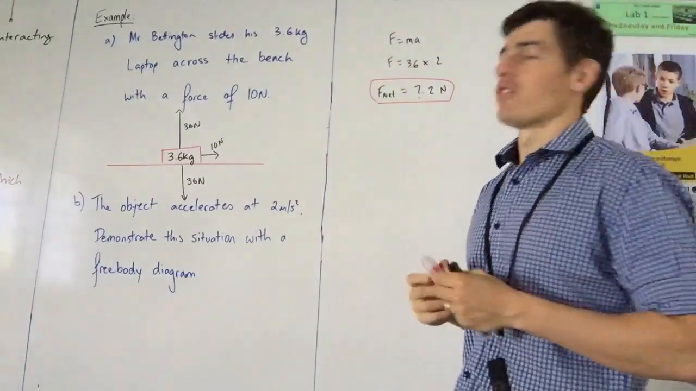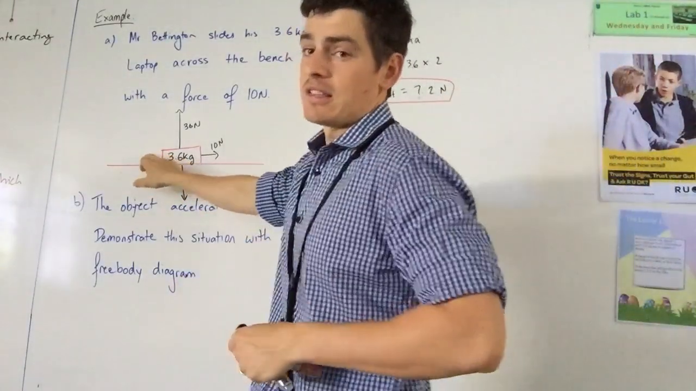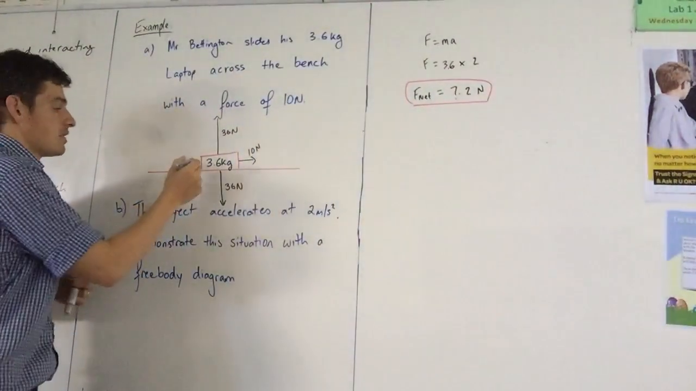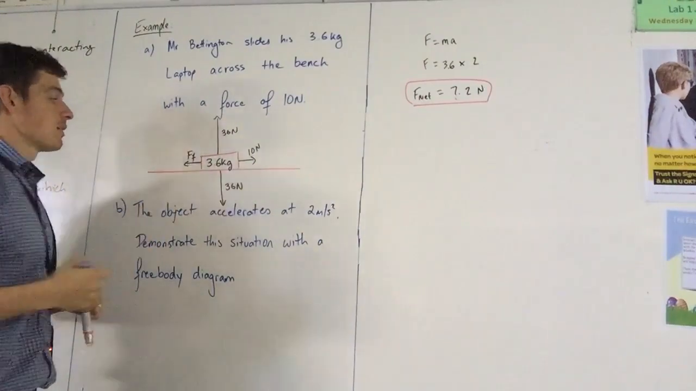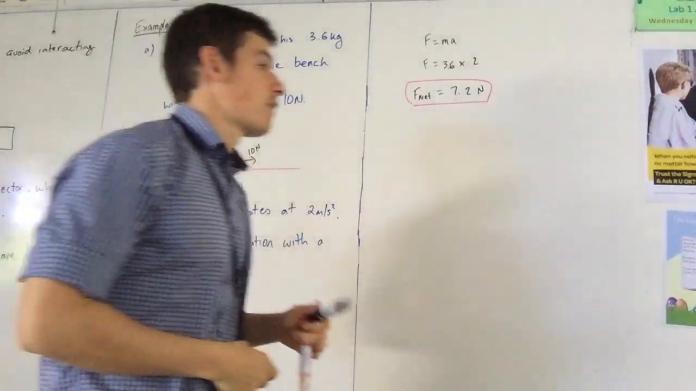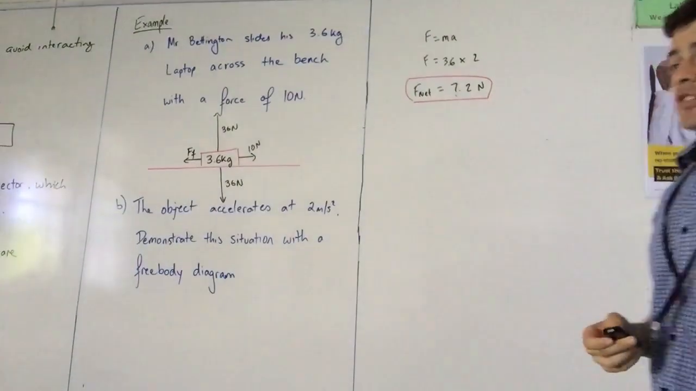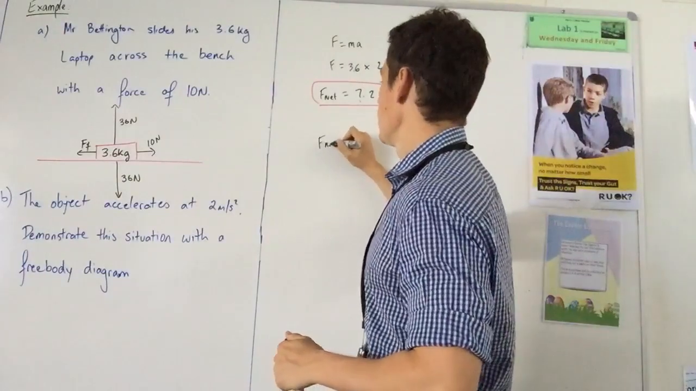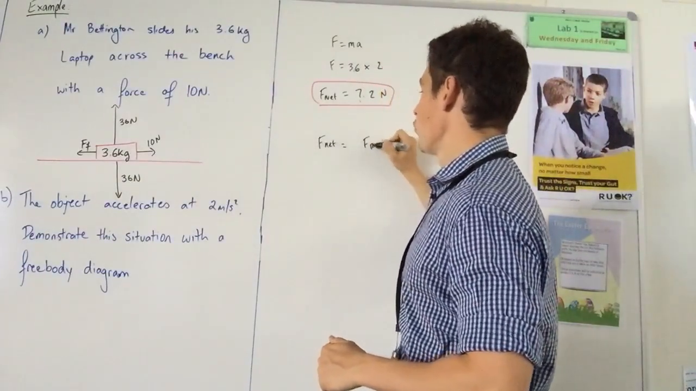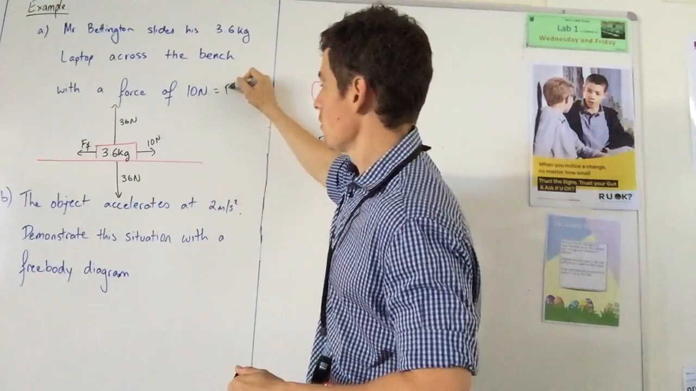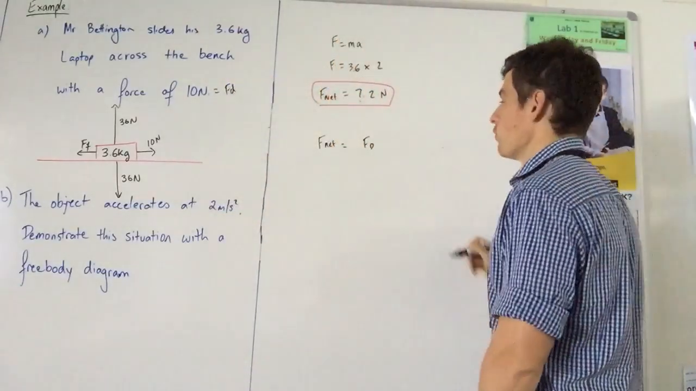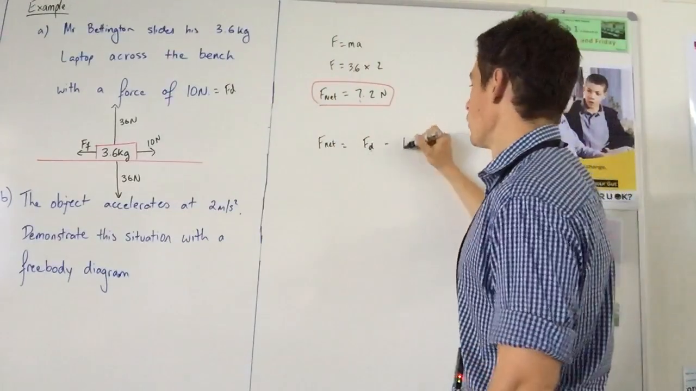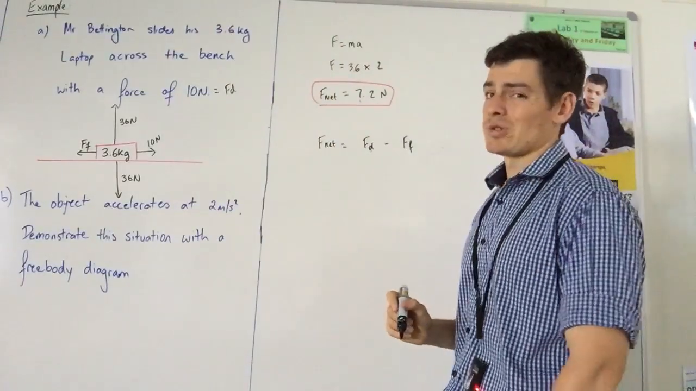So how do I find my frictional force? I'm missing the arrow on the back. I don't know the size of this arrow. I know it's going to be less than 10, but I don't know the size. So I think back to the previous example where I had F net equals my driving force, F d, which is 10, minus my frictional force. Cool, so that's what's going on.